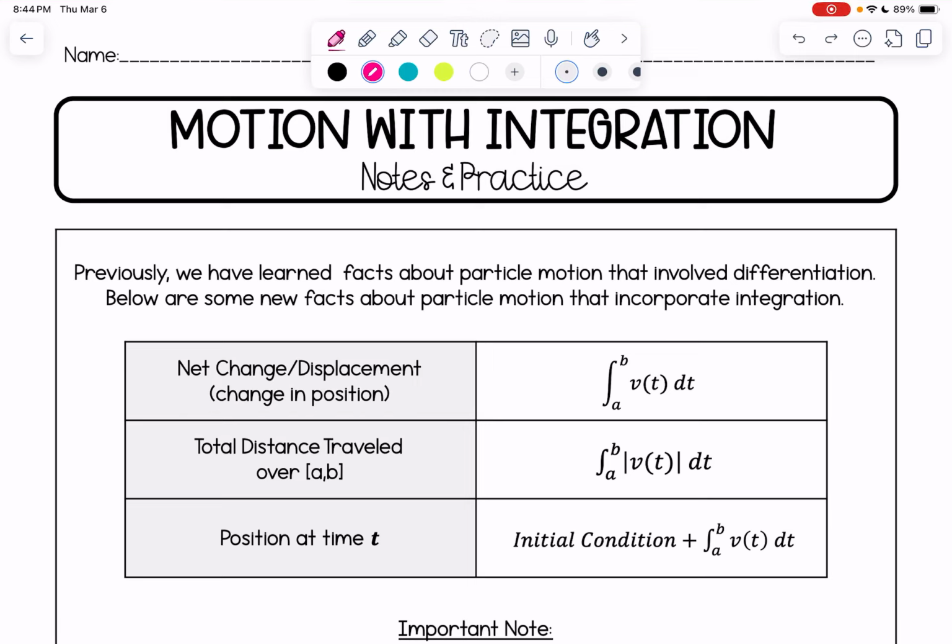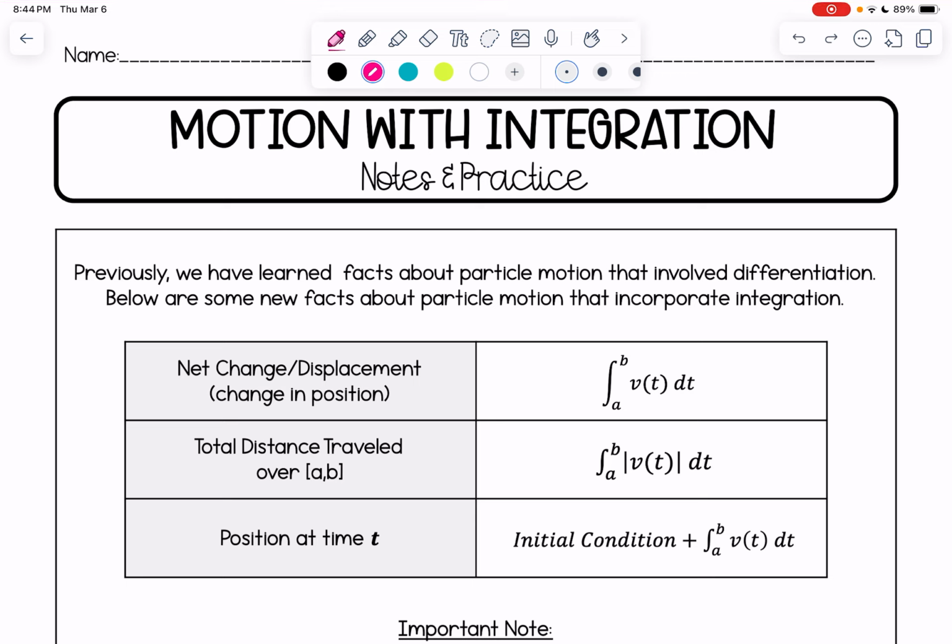In this video, we'll be talking about particle motion, but this time in terms of integration. Previously, we have learned different facts about particle motion that involve derivatives and differentiation. Below are some new facts about particle motion, but these incorporate integration.